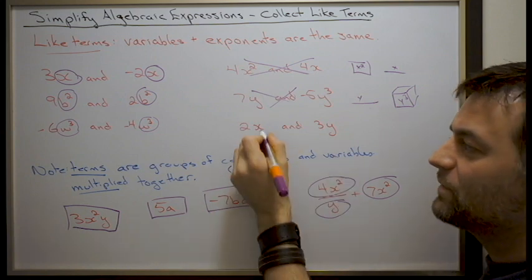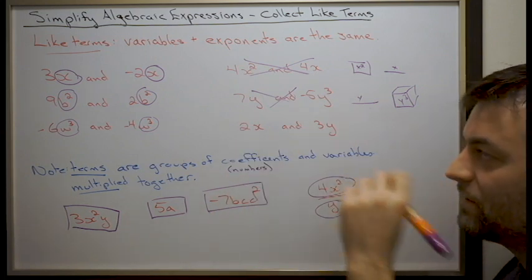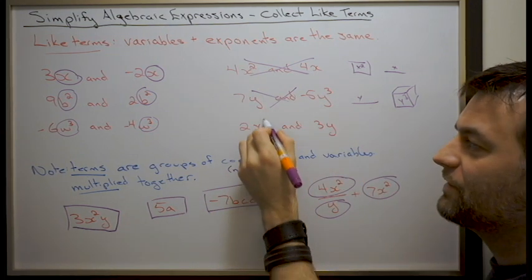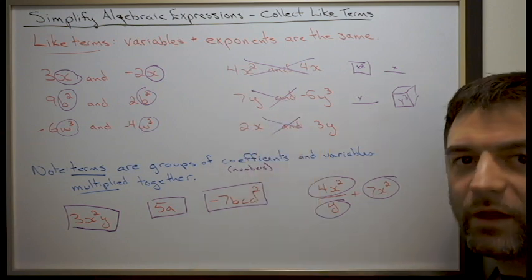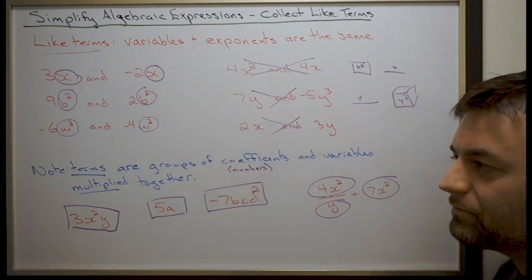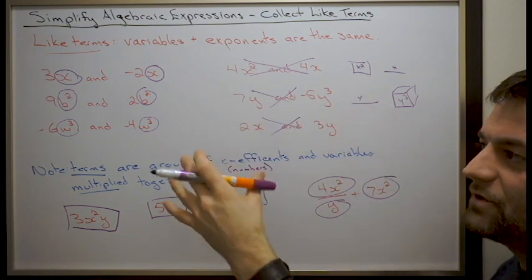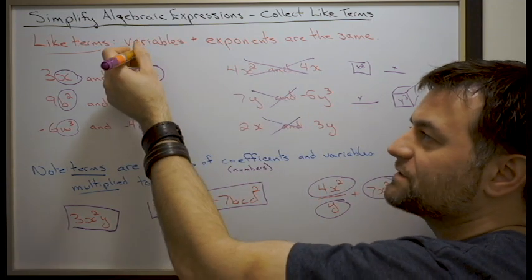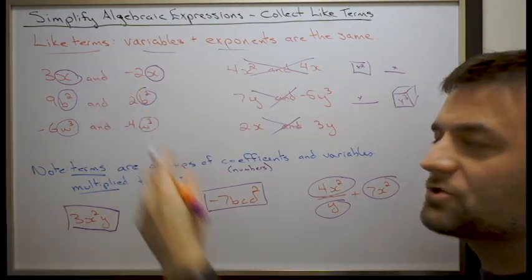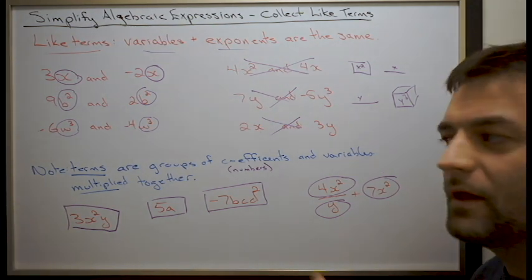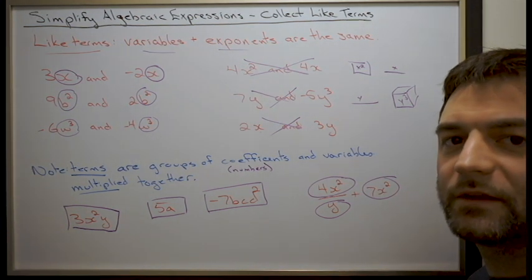And then the last one here, we have 2x and 2y and 3y. Those variables are different, so these are not the same. X and y are not the same thing. So make sure you are always looking for the same variable and same exponent in each term when we go to collect them. And now we'll look at some examples of actually collecting like terms.